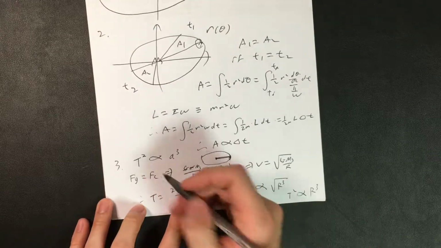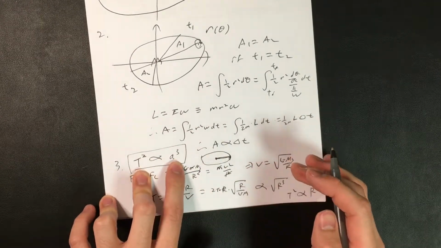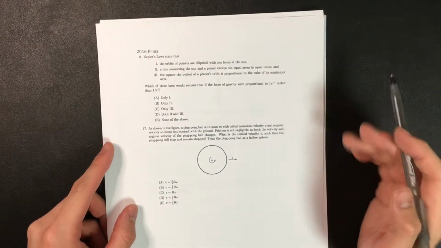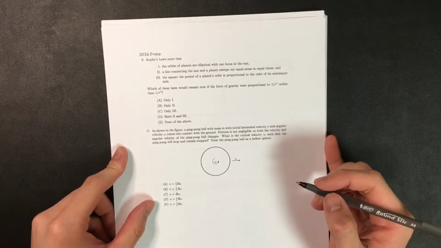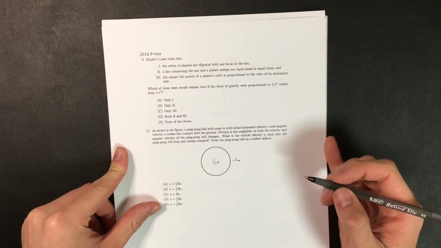And similarly for ellipses, Kepler stated that T squared is proportional to the cube of the semi-major axes. Now I've prepared several questions regarding angular momentum and rotational motions from the recent F equals ma exam. And the first one's from year 2016, question 8.